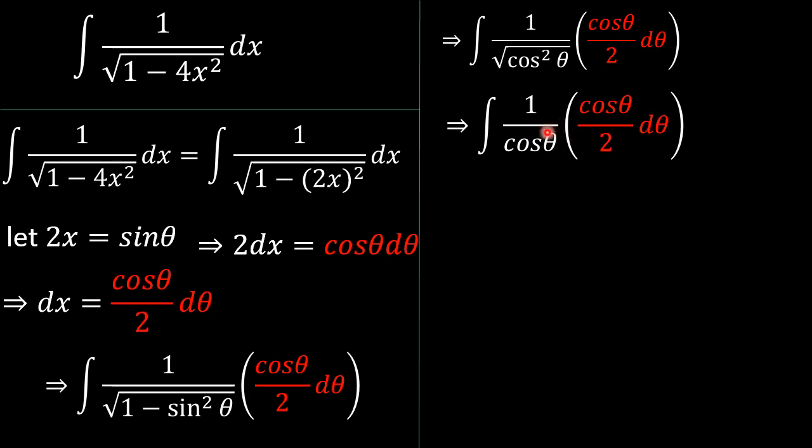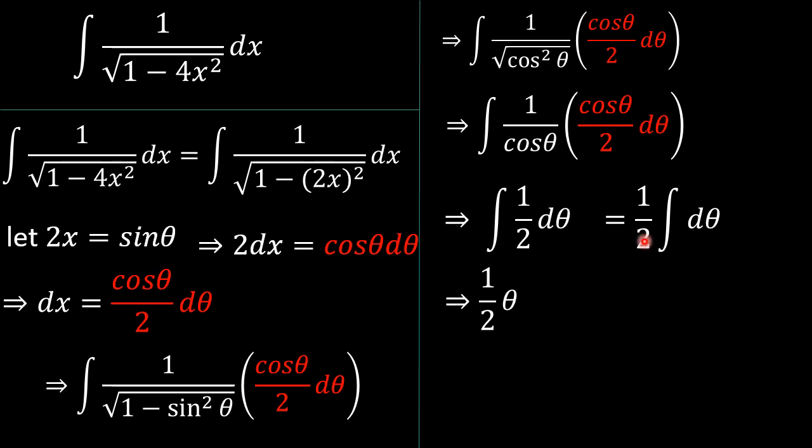You see that the cos theta and the cos theta can cancel, right? So we have the integral now of 1/2 d theta, but the 1/2 is a constant, so we can put it outside of the integral to have 1/2 times the integral of 1 d theta, or just the integral of d theta, and that simply gives us theta. So we have 1/2 theta. We are done with the integration, so we are just going to put our plus c. Great. So that's what we have.